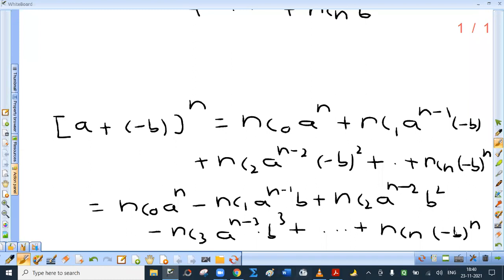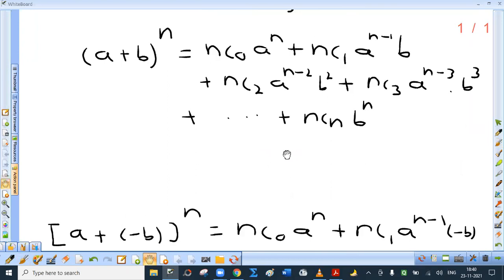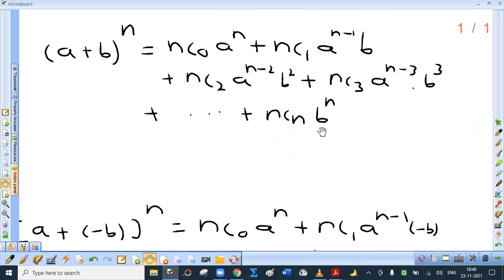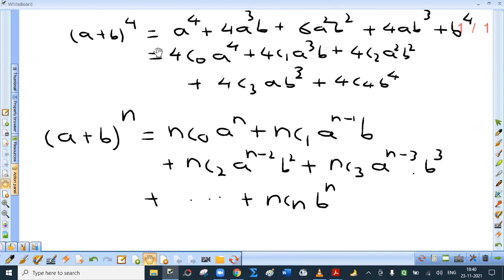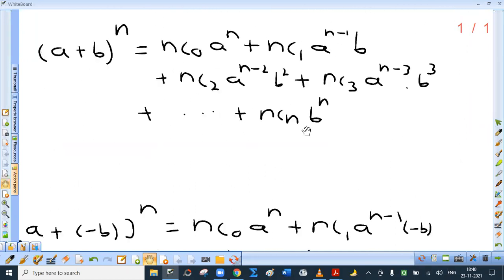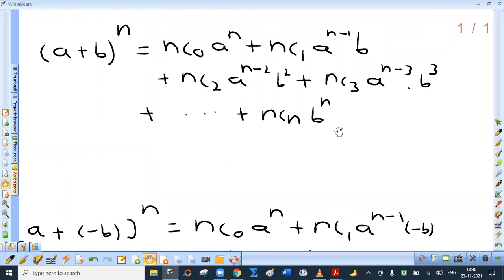Is that clear? I'll repeat the remaining observations. They are important. One more observation: if the index is 4, how many terms are there in the expansion? 1, 2, 3, 4, 5. So another important observation is that the number of terms is 1 more than the index. The index is n, so there are n plus 1 terms in the expansion of a plus b raised to n, where n is a natural number.